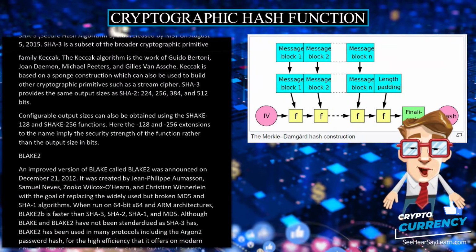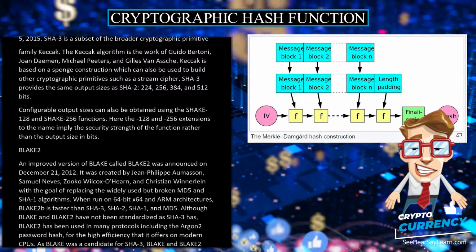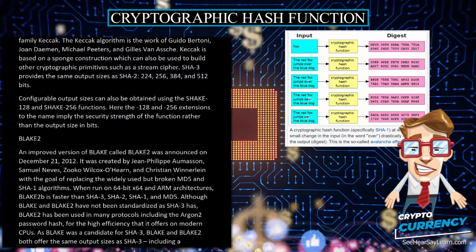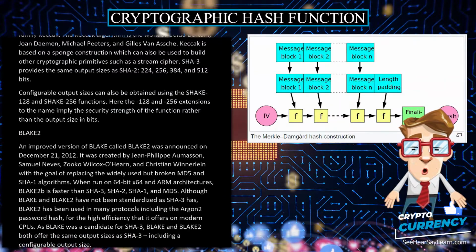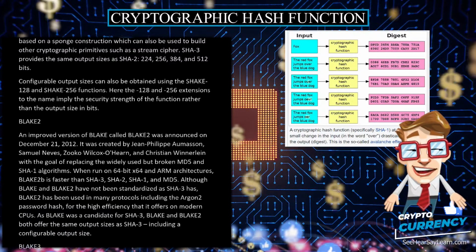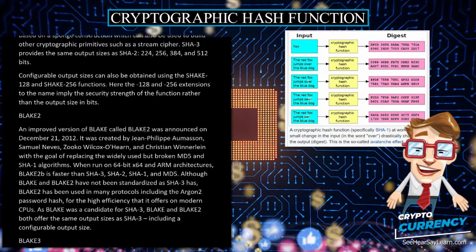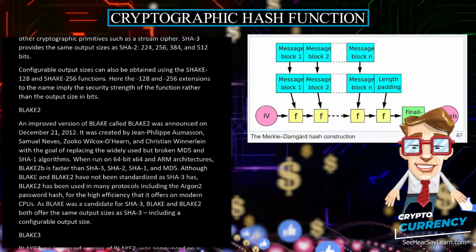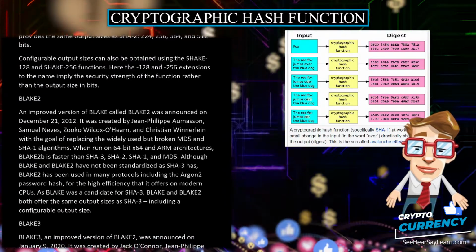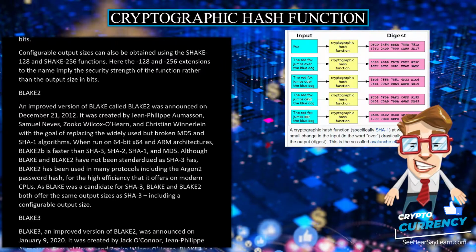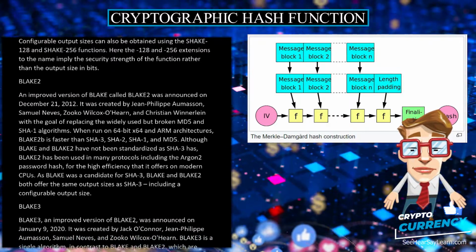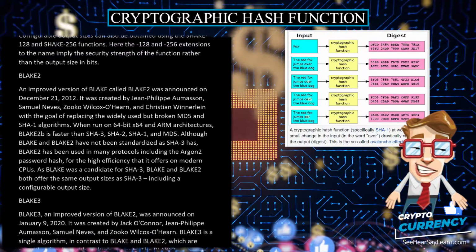BLAKE3, an improved version of BLAKE2, was announced on January 9, 2020. It was created by Jack O'Connor, Jean-Philippe Aumasson, Samuel Neves, and Zooko Wilcox-O'Hearn. BLAKE3 is a single algorithm, in contrast to BLAKE and BLAKE2, which are algorithm families with multiple variants. The BLAKE3 compression function is closely based on that of BLAKE2s, with the biggest difference being that the number of rounds is reduced from 10 to 7. Internally, BLAKE3 is a Merkle tree, and it supports higher degrees of parallelism than BLAKE2.